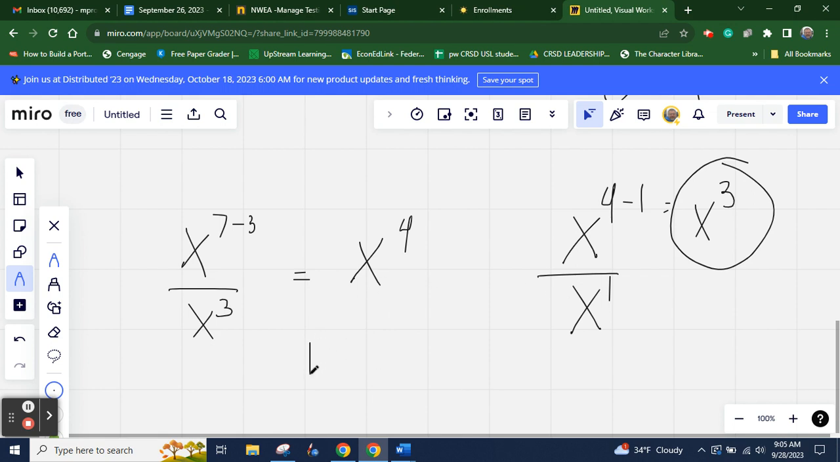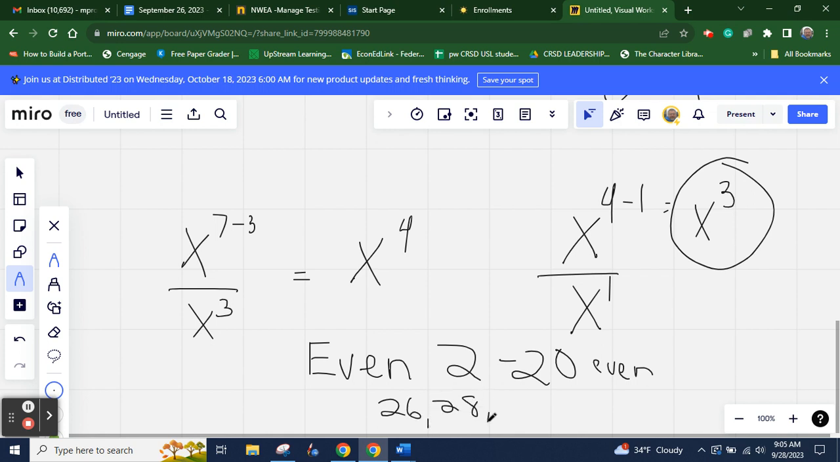I want you to do the even problems. This is on pages, we're going to do 2 through 24. We'll do 2 through 20 even. And I then want you to do 26, I want you to do 28, and I want you to do 30. So 2 through 20, that's 10, plus 3 more.